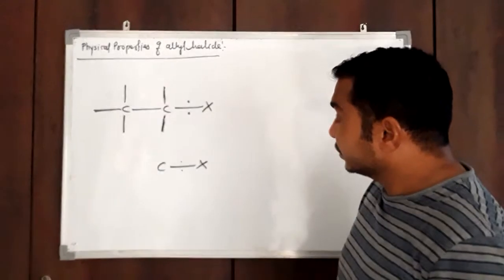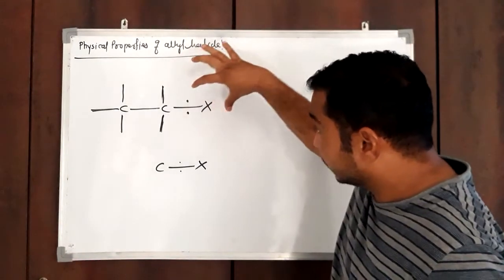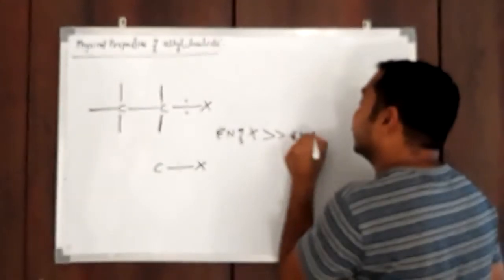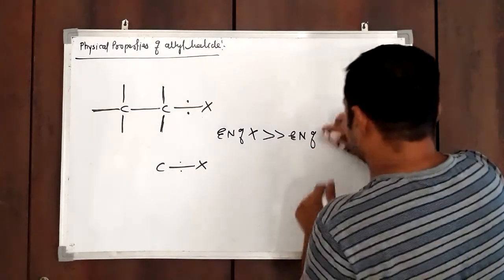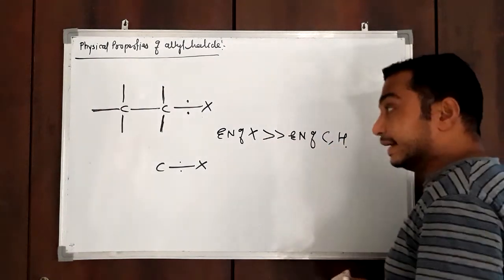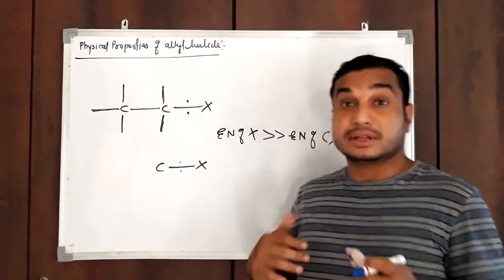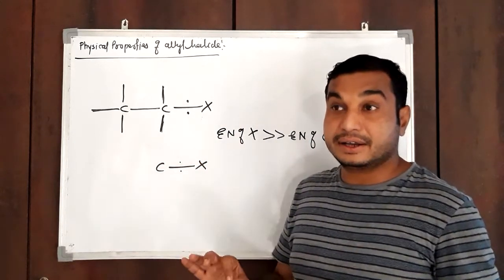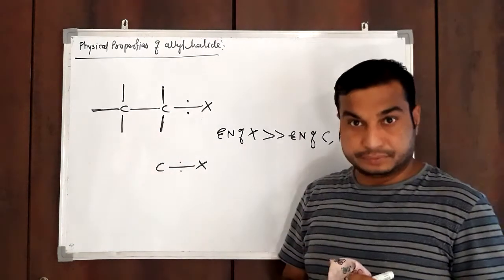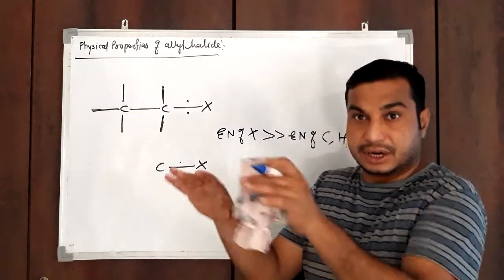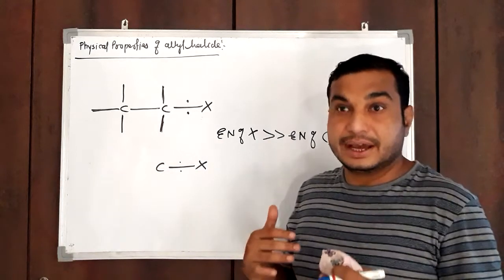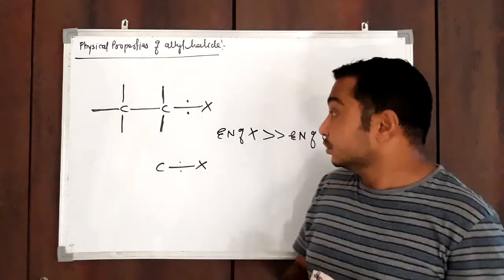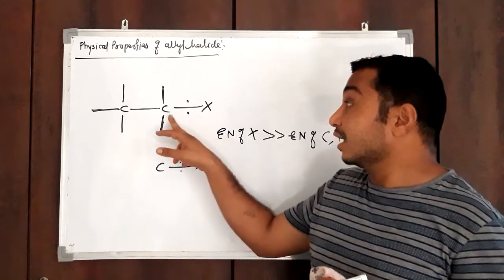Now, we want to discuss the nature of this carbon halogen bond. We know electronegativity of halogen is quite larger than electronegativity of carbon and hydrogen. Electronegativity is higher means what? The electron attracting power of halogen atom is larger. It has power to attract the electrons present in its surrounding. So its power is larger than carbon and hydrogen.